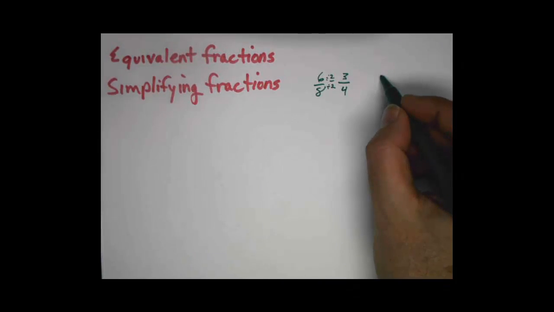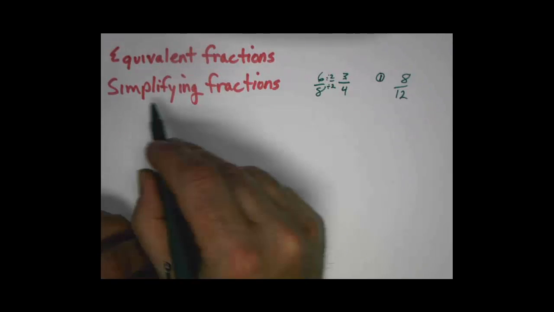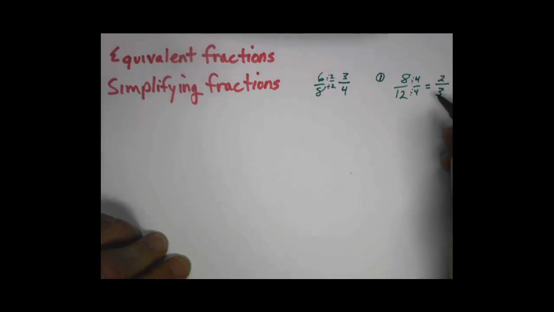So on problem number 1 in our homework, we have 8/12. And again, we're going to simplify this fraction. So what goes into both 8 and 12? Well, 4 does. So we can divide the top by 4, and we're going to divide the bottom by 4. What we do to the top, we do to the bottom, or what we do to the bottom, we do to the top. Same thing. How many 4's in 8? 2. How many 4's in 12? 3. So this 8/12 is simplified to 2/3.